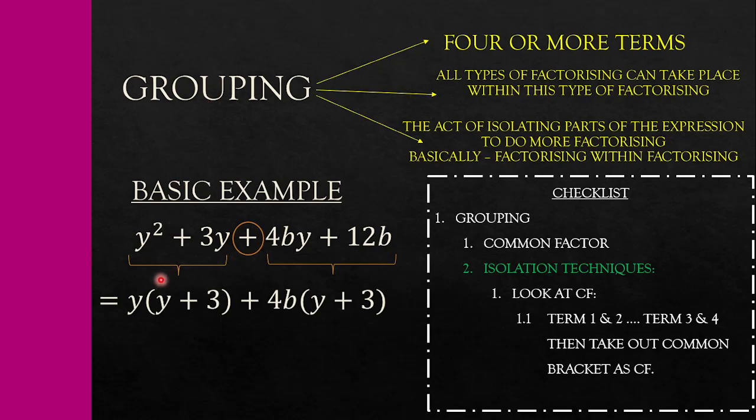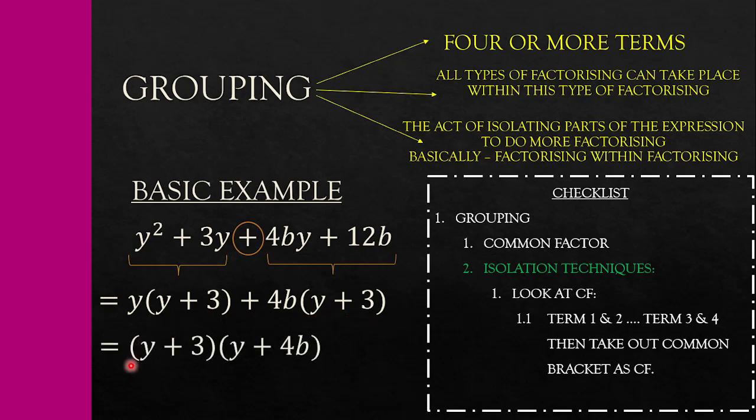So what you do is you look at the first 2 terms and you see, okay, I can see a y that can come out. Last 2 terms, I can see a 4b, so it's just a normal common factor. And the goal, the outcome, is that your 2 brackets that come out will be exactly the same. Your 4 terms have now become 2 terms, and those 2 terms have the exact same bracket going on.